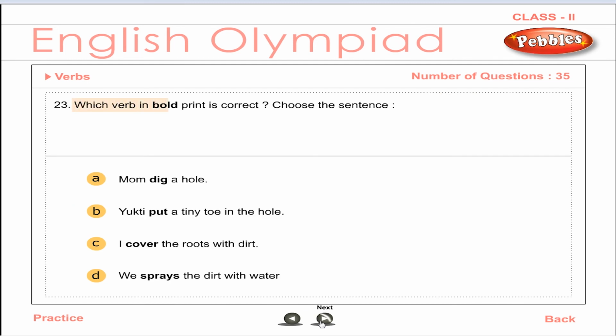Which verb in bold print is correct? Choose the sentence.